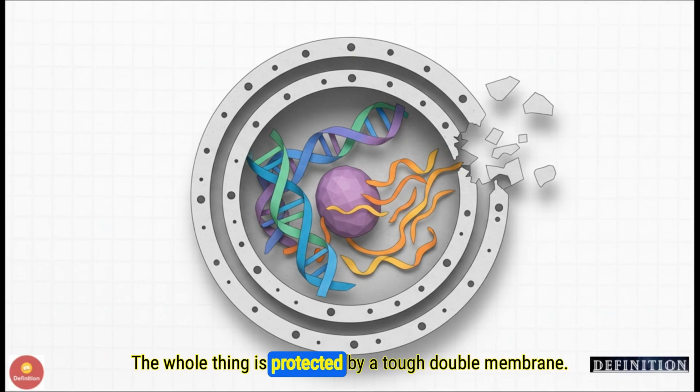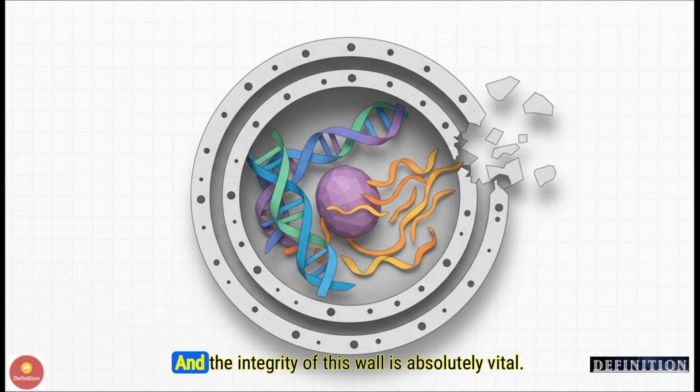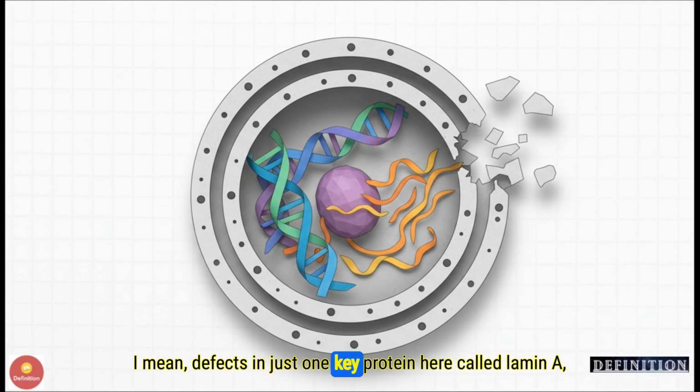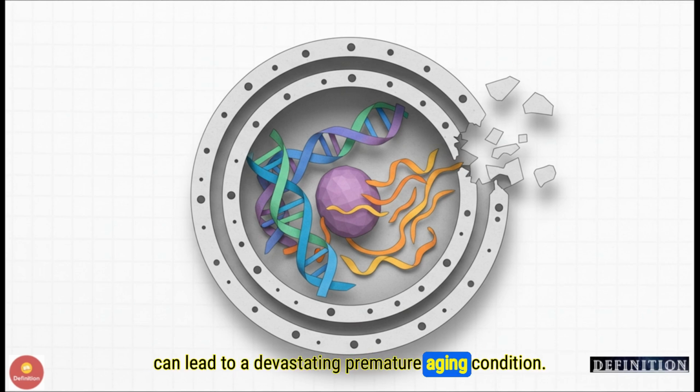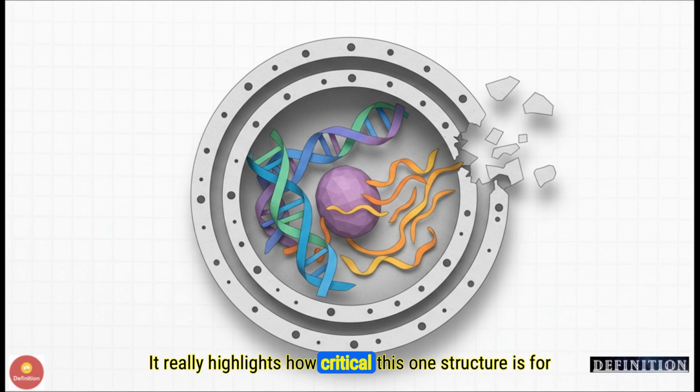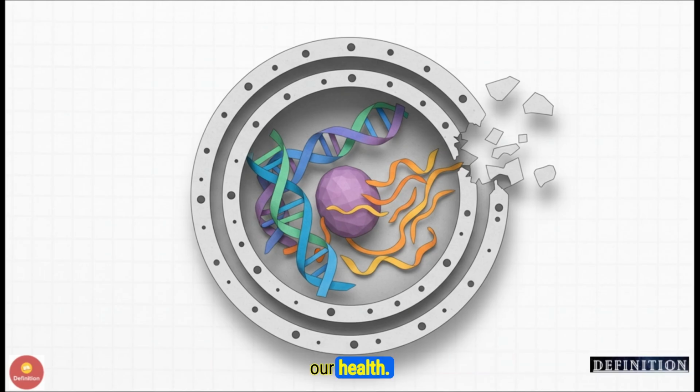The whole thing is protected by a tough double membrane. And the integrity of this wall is absolutely vital. I mean, defects in just one key protein here, called lamin A, can lead to a devastating premature aging condition. It really highlights how critical this one structure is for our health.